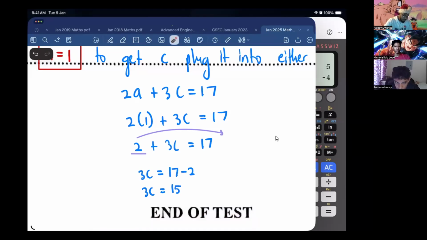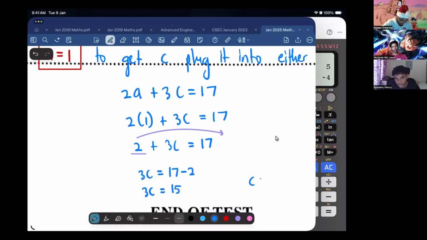And Nikolai, what by 3 is 15? 5, sir. So you see, you could see your answer immediately that way, right? So you know your answer is immediately 5. C is equal to 5. Right? And if you're doing the full working, I would divide both sides by 3. C is equal to 5.